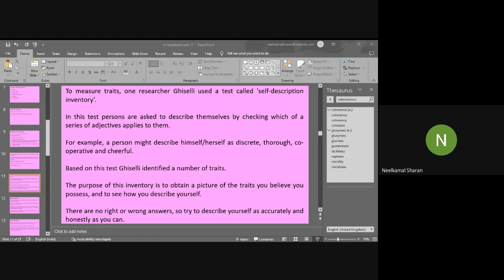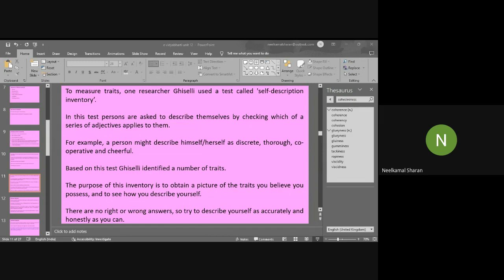In this test, persons are asked to describe themselves by checking which of a series of adjectives applies to them. For example, in that self description inventory there are many checklists, like capable, discreet, understanding, thorough, cooperative. You will check on the characteristics or traits which you possess. Suppose I possess the characteristics of being friendly and cooperative. I will check on those checklists that I am cooperative, I am cheerful, I am independent, I am practical, I am resourceful.